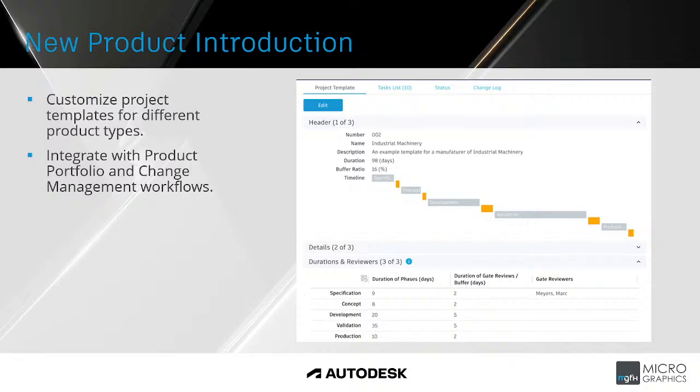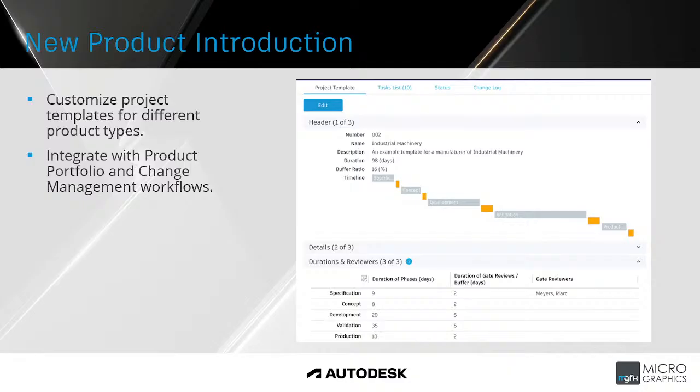Now, if we look at project templates, they define the structure, duration, and responsibilities for each type of product development. Whether you're launching a new product or updating an existing one, templates will help standardize the process while allowing flexibility. So what we're seeing here on screen is the project template that can be modified for specific projects. So you can set up a default project template to start off the project with and then adjust from there. So this allows some standardization.